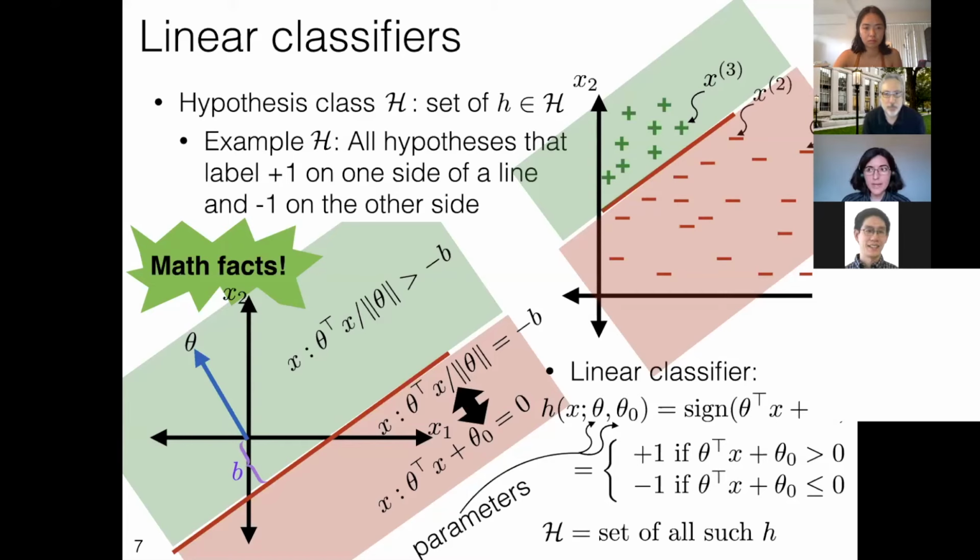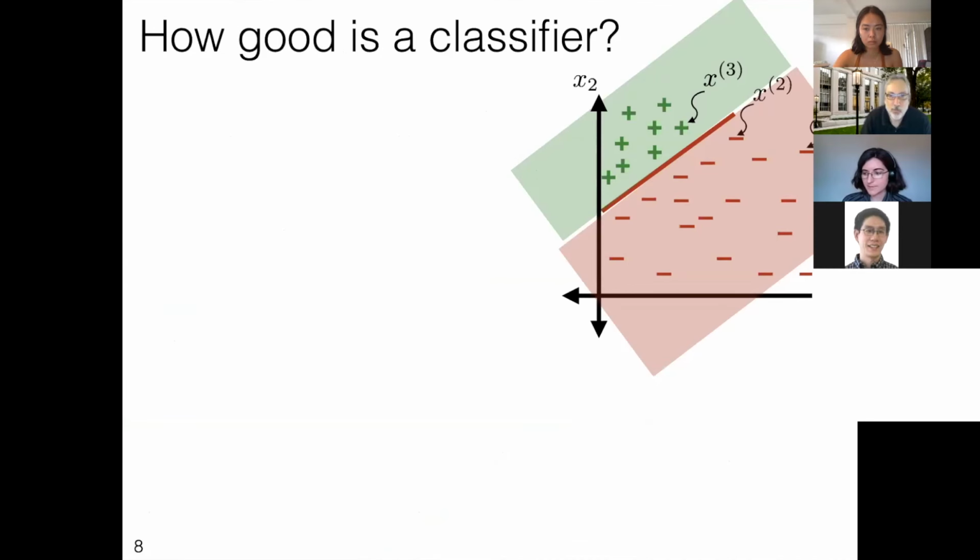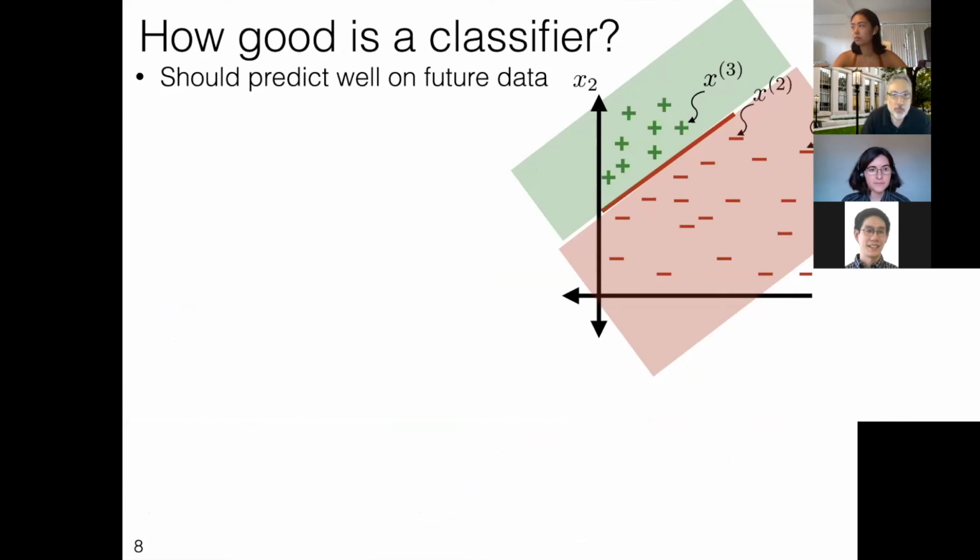First, what makes a good linear classifier? And then how do we find such a good linear classifier? Okay, so let's first talk about how good is a classifier. And again, we're just going to be taking the intuition that you already have and formalizing it here. Okay, so what makes a good classifier?